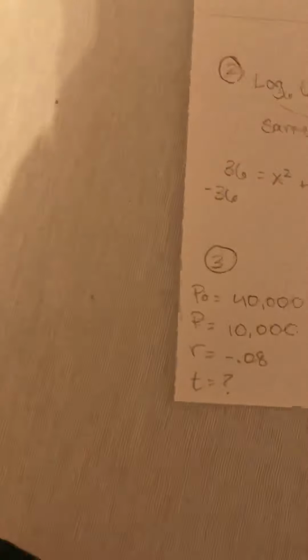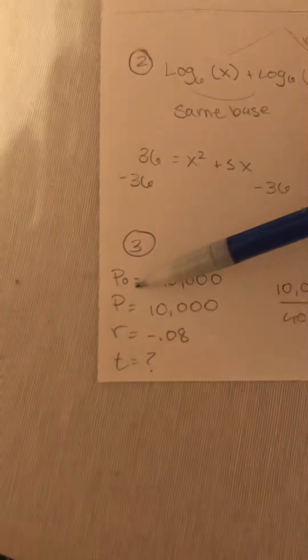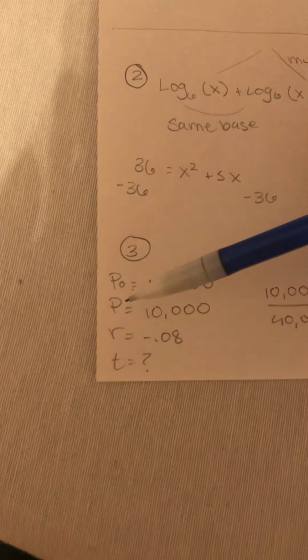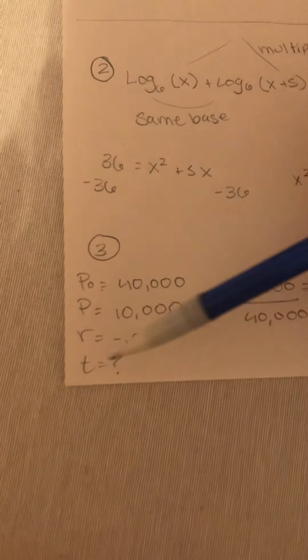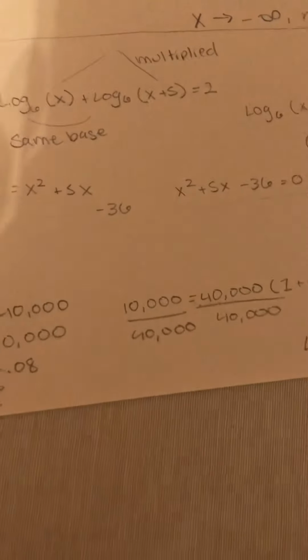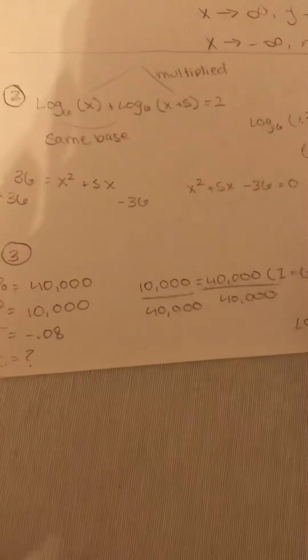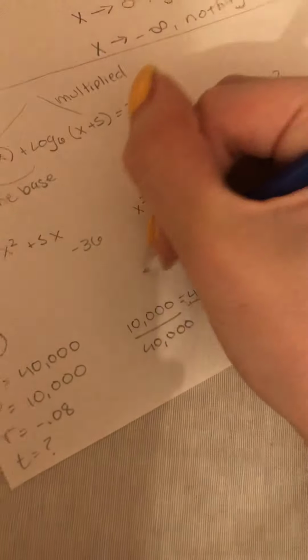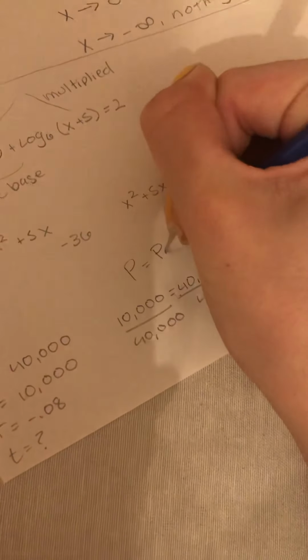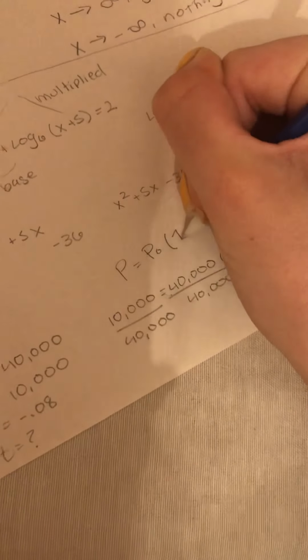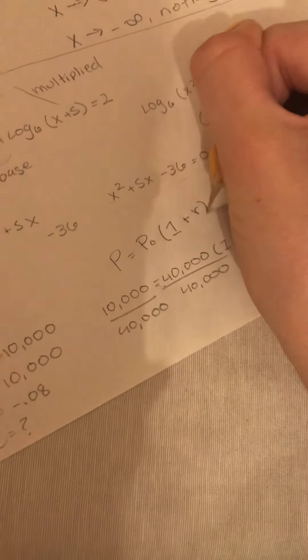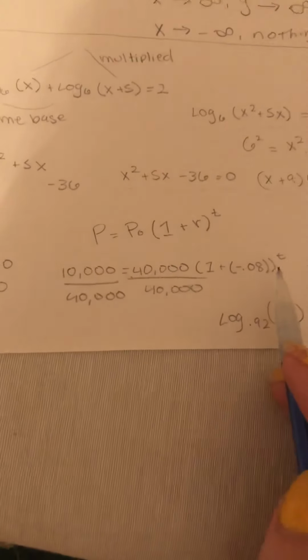For the last problem, you're going to first of all define all your variables and figure out what they all mean. P naught is your starting value, P is your ending value, R is your rate, and T is your time. And time is what we're going to be figuring out here. They're asking us in how many years will the car be worth the ending value, 10,000. So the equation that we're going to be using is P equals P naught times (1 plus R) to the T. And so we'll set it up just like that.